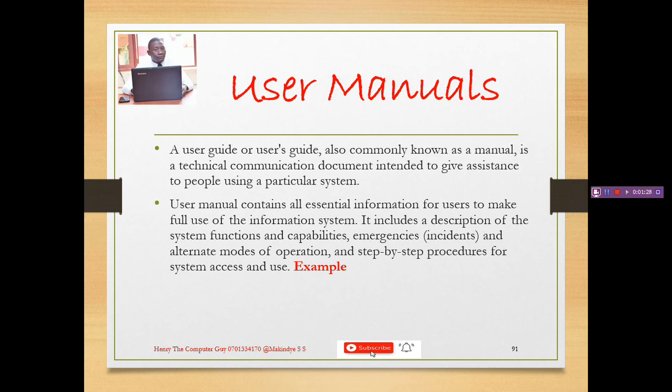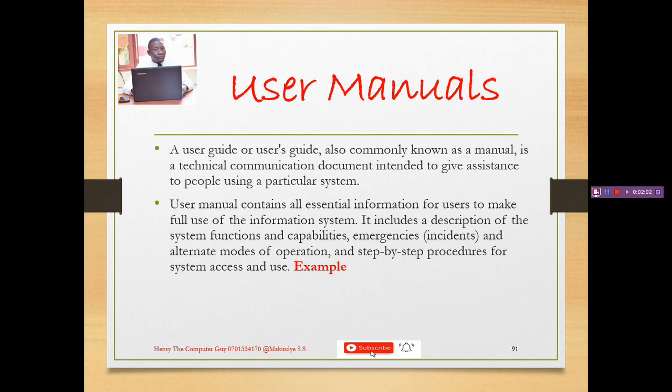It includes a description of the system functions and capabilities. What is it used for? What is it capable of doing? Emergencies or incidents, and alternate modes of operation. And it will also provide you the step-by-step procedures for system access and use. How am I going to use this phone? For example, if I buy a phone, they will put for me a smaller document that is going to try to explain how I can use this item.